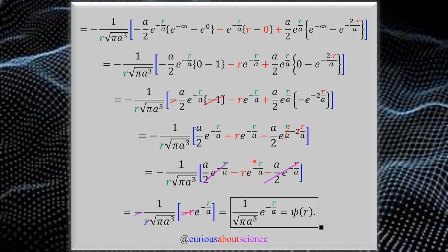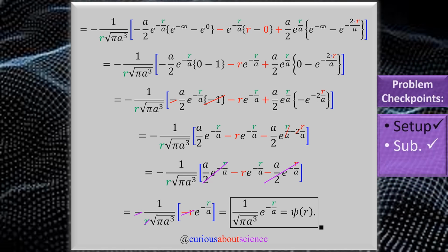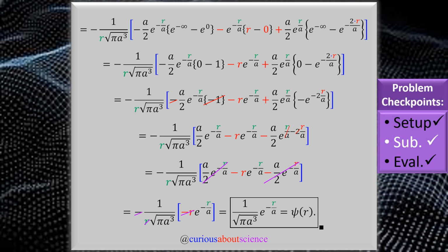And then what we're left with is something really simple, negative r e to the negative r over a. So the negative out front cancels with that. The green r from way back when cancels with this r. And then we're left with 1 over pi a cubed, all in the square root, e to the minus r over a, which, by the way, is the ground state of the hydrogen atom.